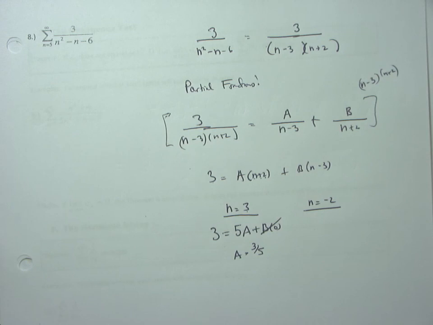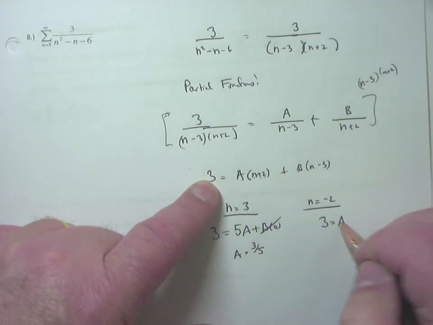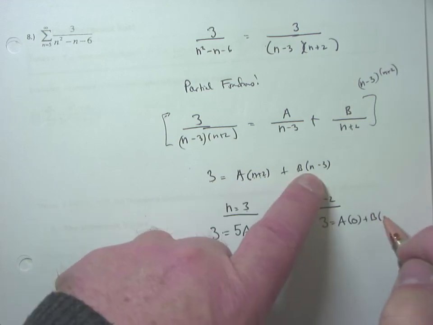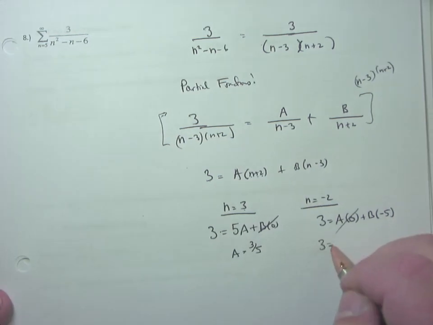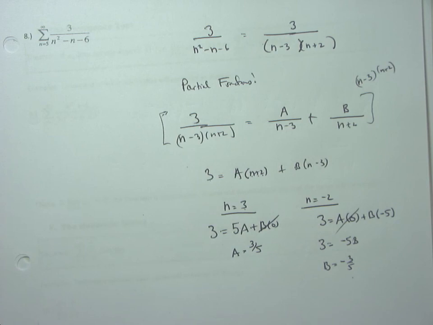Now plug in negative 2. There's nothing on this side to plug into. You just get 3 equals A times negative 2 plus 2 is 0, plus B times negative 2 minus 3 is negative 5. That goes away. So 3 is equal to negative 5B, making B equal to negative 3/5. Notice you get the same number, but one's negative and one's positive.